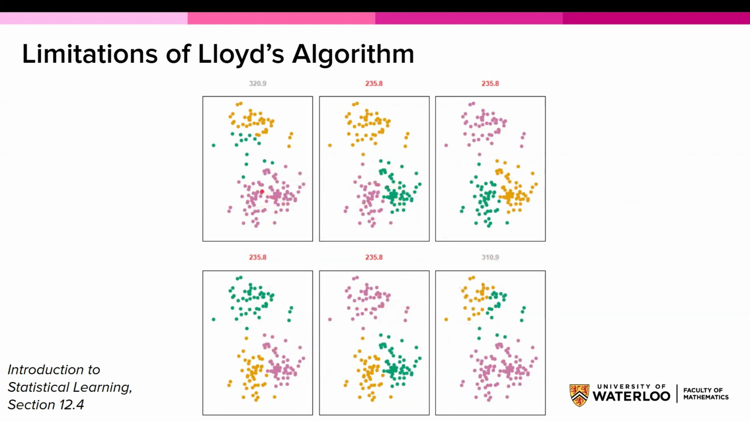This is because Lloyd's algorithm optimizes the k-means objective iteratively. It doesn't guarantee finding the global minimum. So in practice, we typically run the algorithm multiple times with different random initializations and select the clustering result that yields the lowest total cost. This approach increases the likelihood of finding a better, more optimal solution.